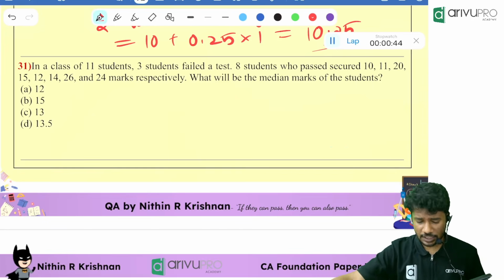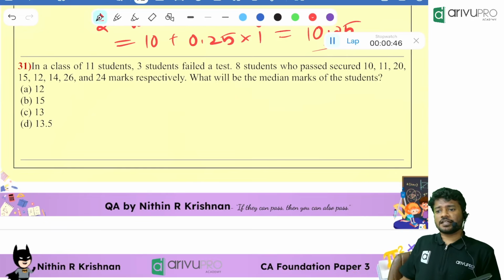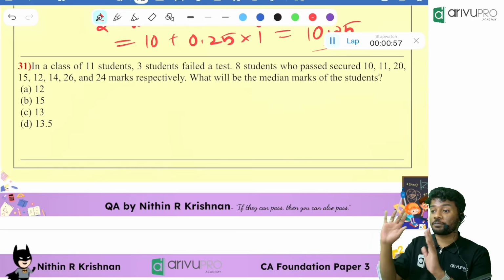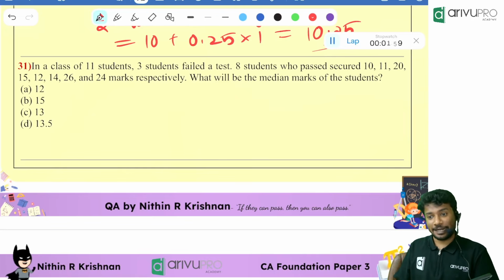Option D. Let's see. Any other answer? Option B. Okay. Now, who is saying option C? That means I'll have all the answers. Okay, let me say option C is the answer. Randomly, we will check.